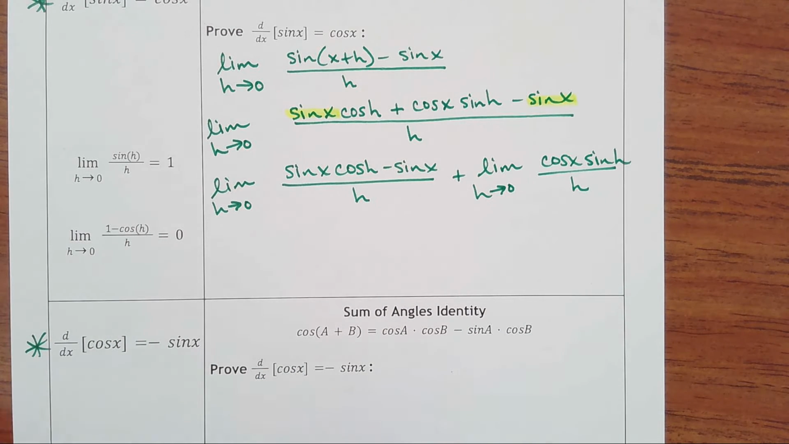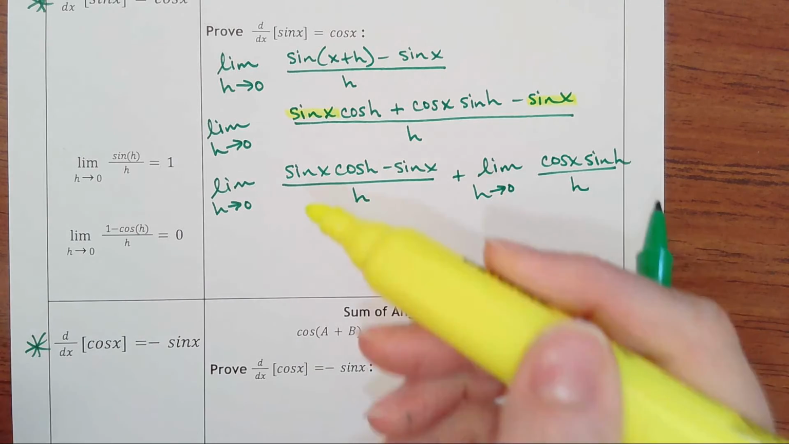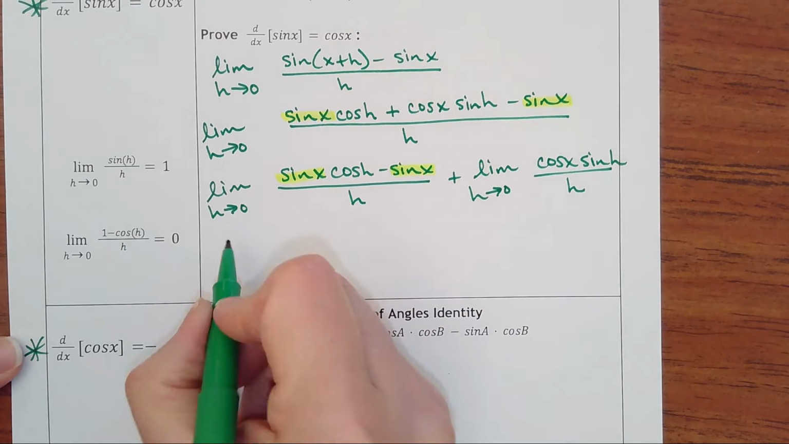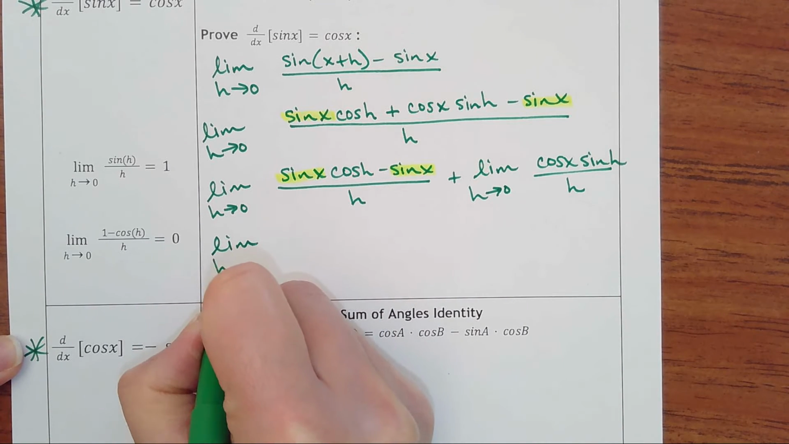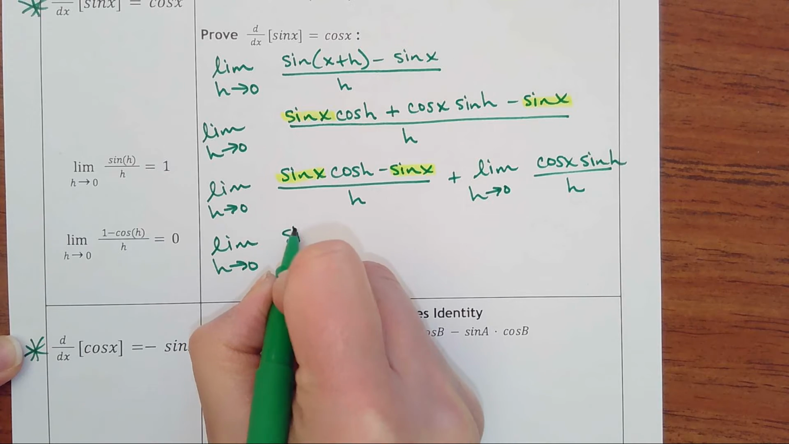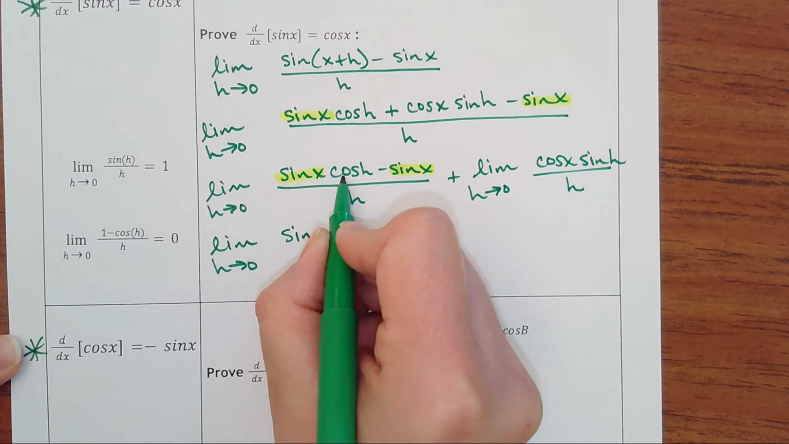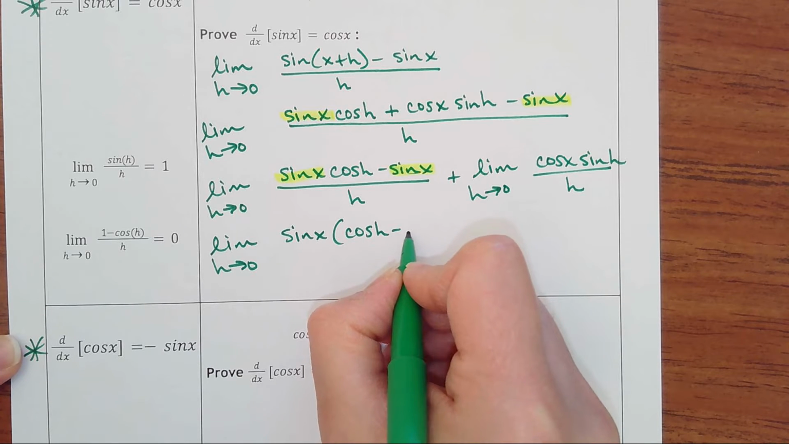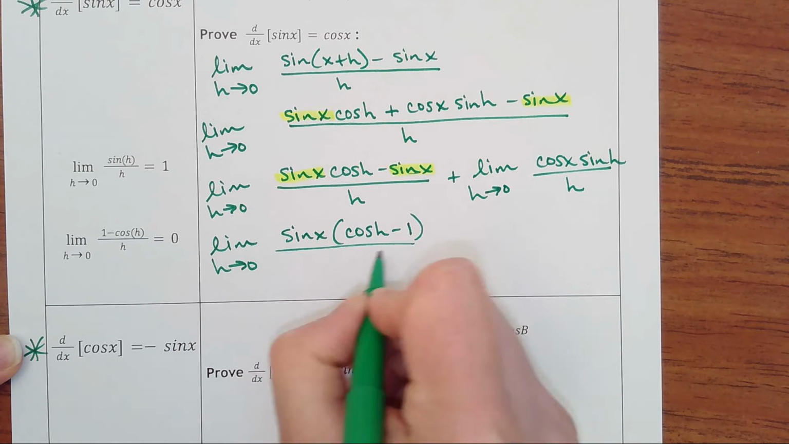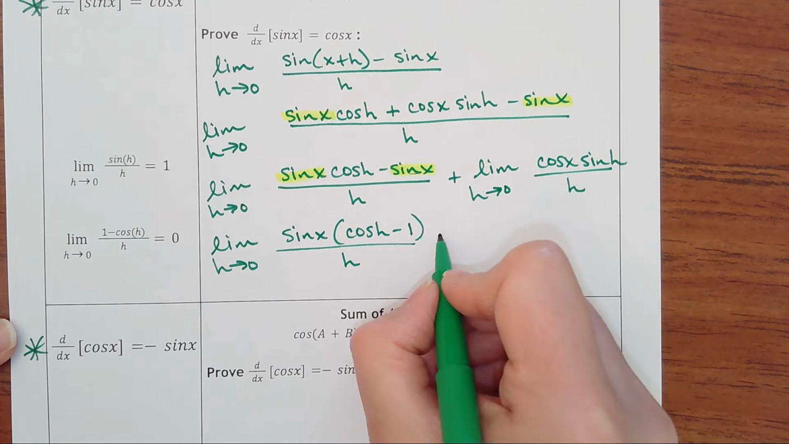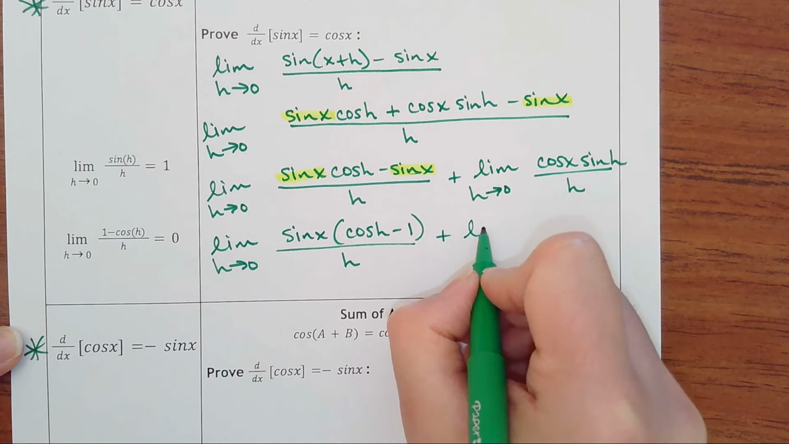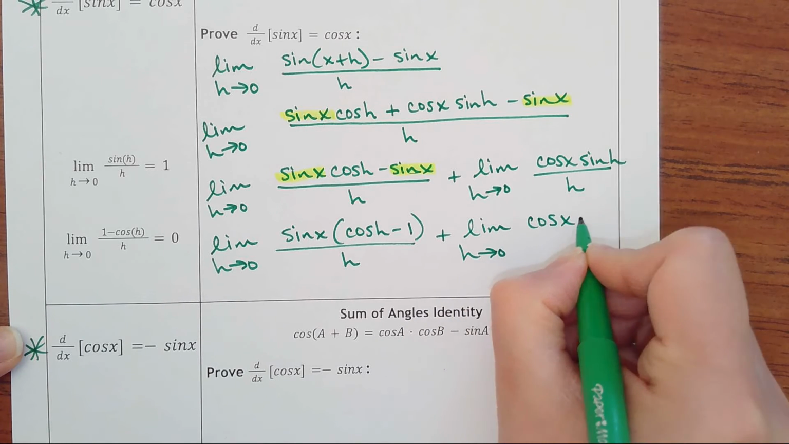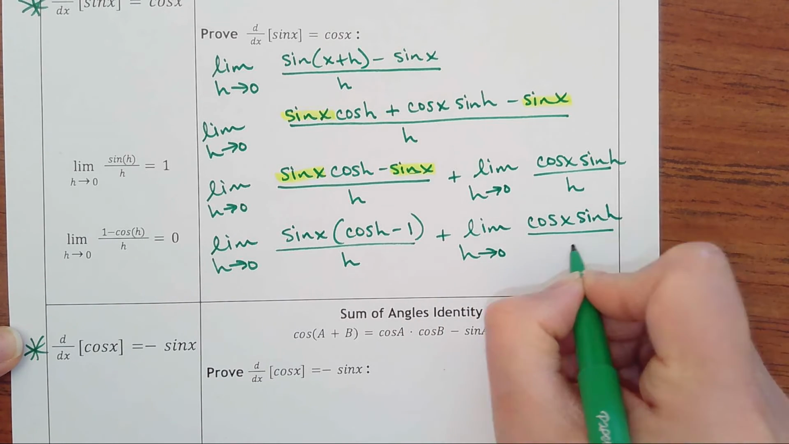Okay, so then my next thing would be, well, let's factor out a sine of x from each of these terms. So I've got the limit as h goes to 0, take out sine of x. So then I would be left with a cosine of h minus, since I'm taking everything from that term, that would be minus 1 over h. Maybe now you're seeing it. Plus, leave this the same, limit as h goes to 0, cosine of x times sine of h over h.